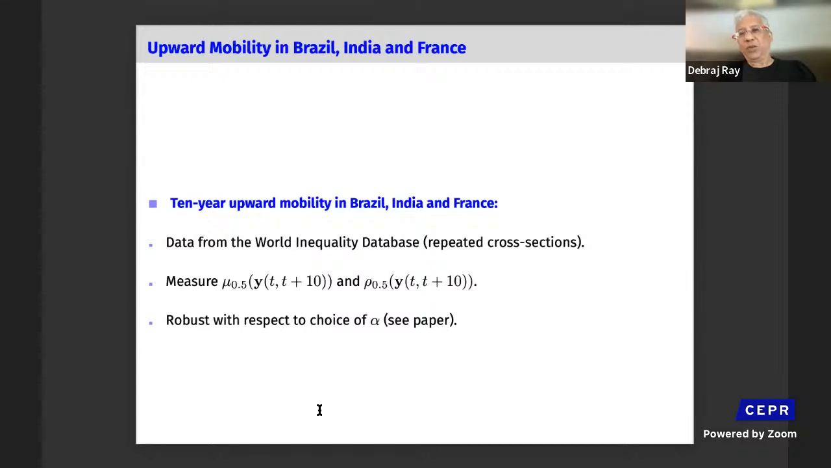After that, of course, it was irresistible. We had to see how this mobility measure works in situations where panels are not readily available. So, for example, we tried this.